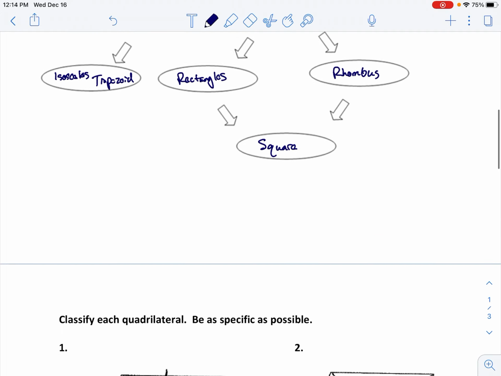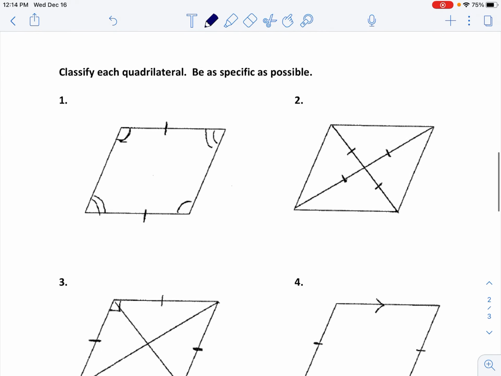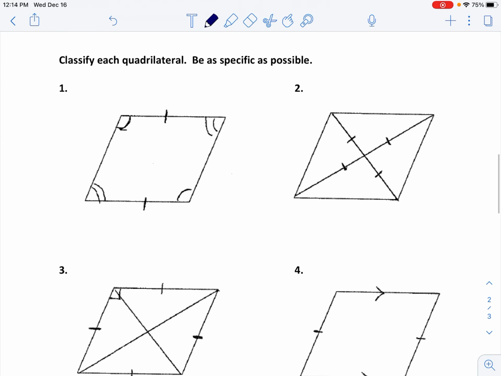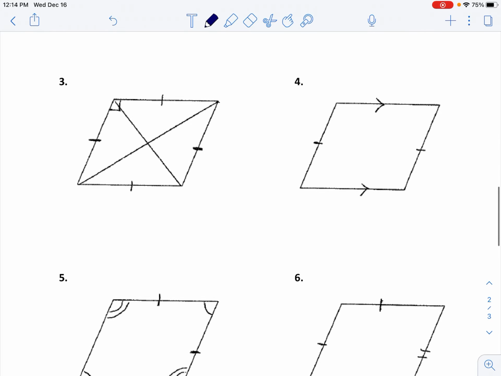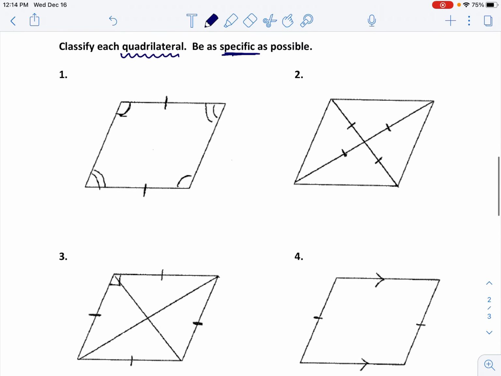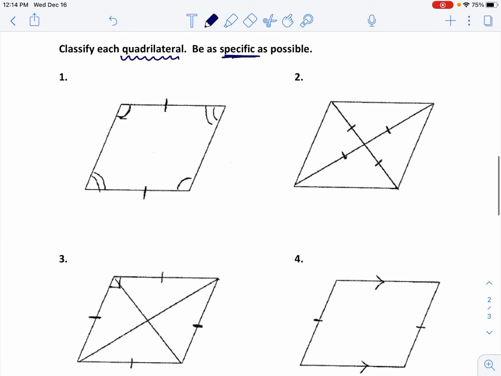So what we're going to do is tie this all together and take a look at this information here. As you're going through this, I want you to pause and try to answer these before I do. That's the good thing about these videos. I'm going to go through and explain what kind of quadrilateral these are and try to explain my thinking. We want the most specific name. So I'm not going to answer quad to all of them. The most specific is going to be the correct name here.